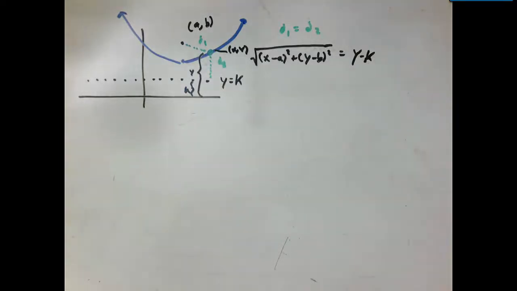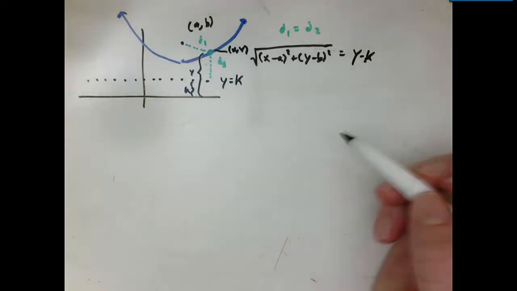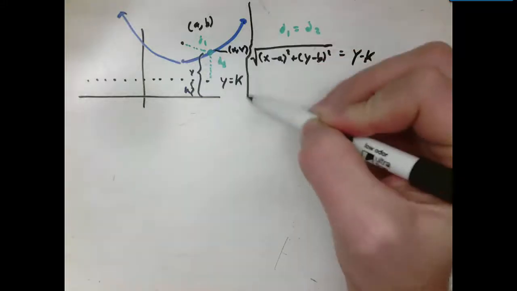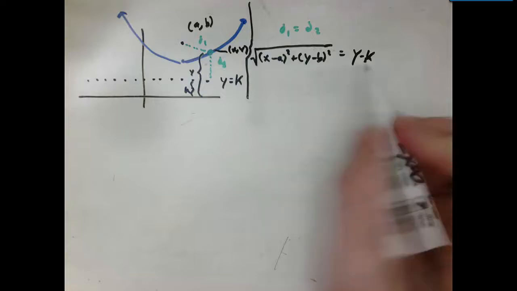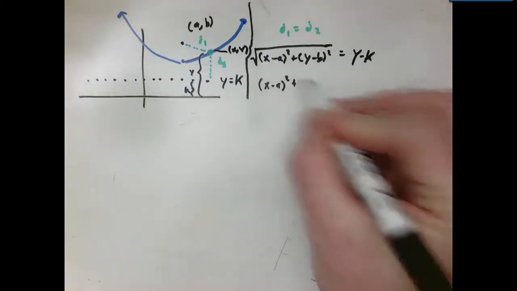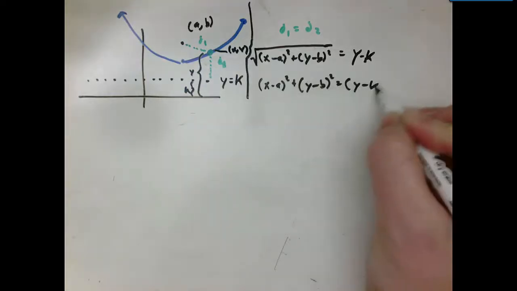All right, so now we're in a good position to start doing the derivation. I'm going to do it without making any particular effort to identify simplifications, but then we'll look at the end, and a big lesson coming out of this is going to be how you can apply some of the simplifying ideas that we've learned recently. So let's square both sides. I've got (x minus a) squared plus (y minus b) squared equals (y minus k) squared.